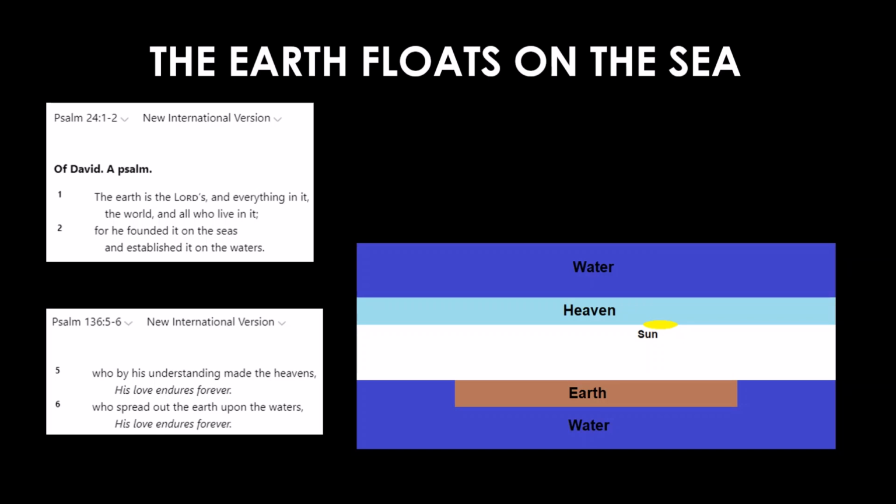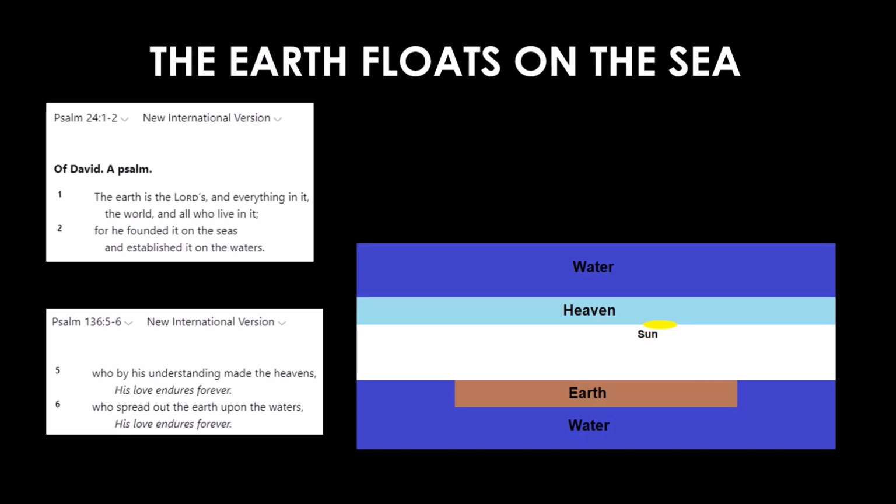When God created the earth, he placed it on top of the sea, according to the Psalms. "The earth is the Lord's and everything in it, the world and all who live in it. For he founded it on the seas and established it on the waters." And here: "Who by his understanding made the heavens, his love endures forever. Who spread out the earth upon the waters, his love endures forever."